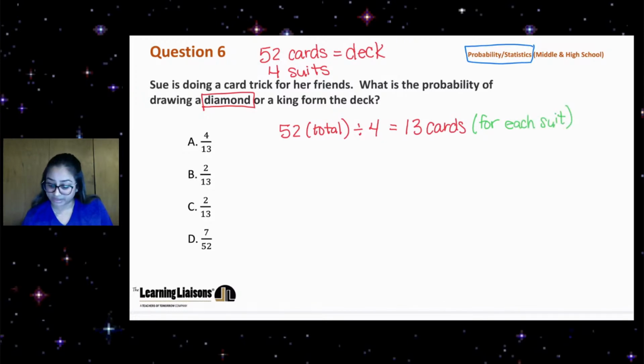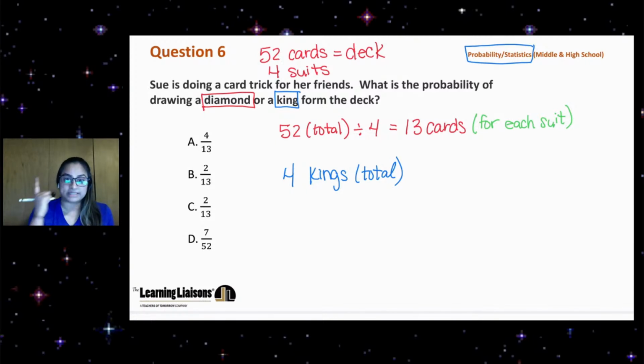Okay, what else do I need? I also need to figure out the kings in the deck. Well, how many kings are there? There's a king for each suit, right? So there's got to be 4 kings total. Well, we want to know the probability of a diamond, which we have here, and a king. But don't forget, you already pulled the king for the diamonds. So we have 1 less diamond that we're taking from the deck.